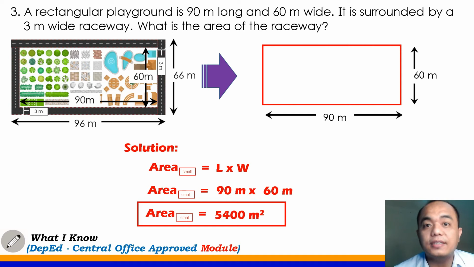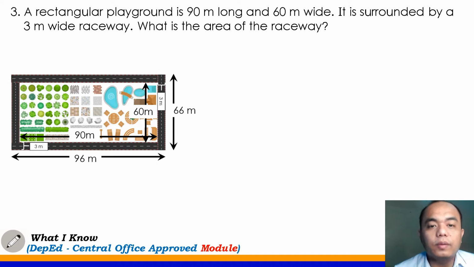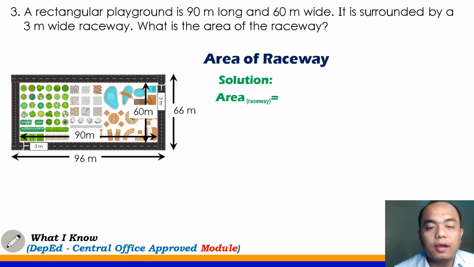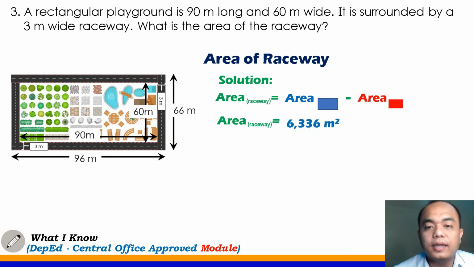This time, let's have the subtraction now. So again, we will subtract the area of our big rectangle and the area of the small rectangle, to get the area of the raceway. So area equals the big rectangle minus the small rectangle. So what is again the area of the big rectangle? We have 6,336 square meters minus 5,400 square meters.